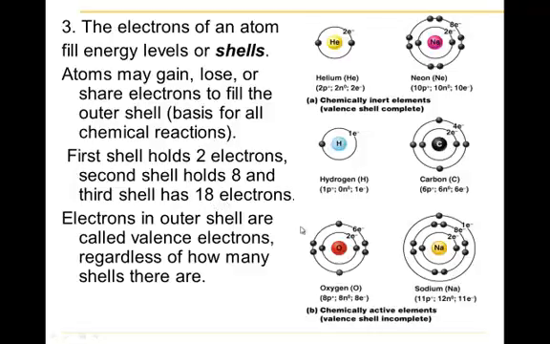Now, the electrons in the outer shell are called valence electrons, regardless of how many shells there are. As you can see just by looking at these diagrams of atoms over at the right, some atoms that are smaller, like hydrogen, have a single shell, while others that are larger may have 2, like oxygen, or you can get even larger, for example, sodium, and there are 3 shells. And we always refer to the electrons in the outer shell, whether there's 1 shell, 2 shells, or 3 shells, as valence electrons.